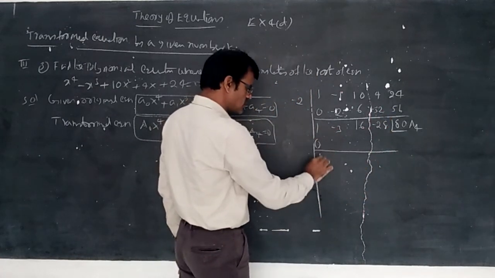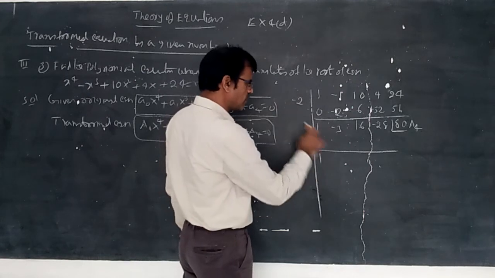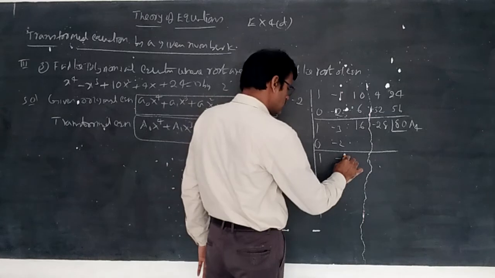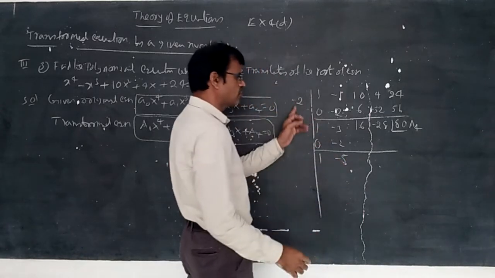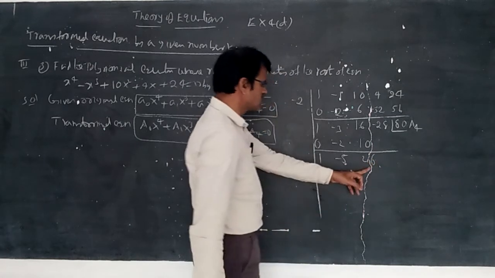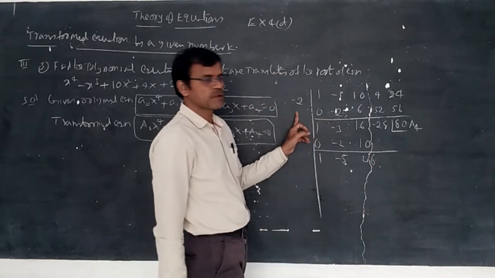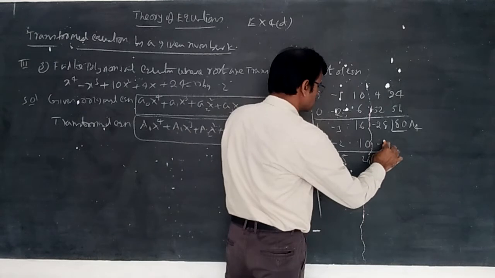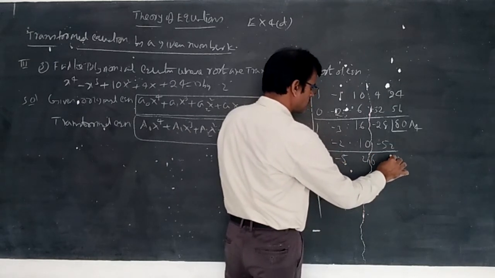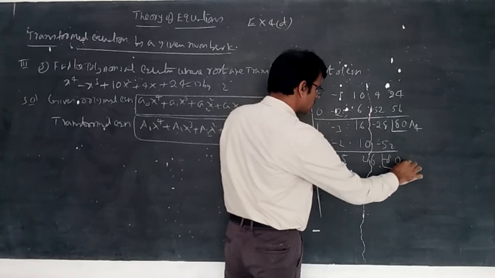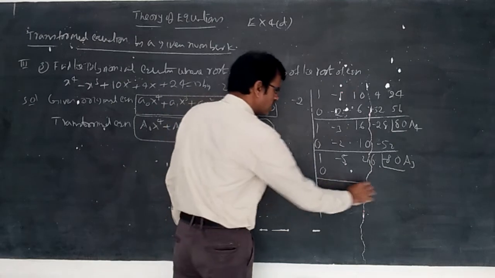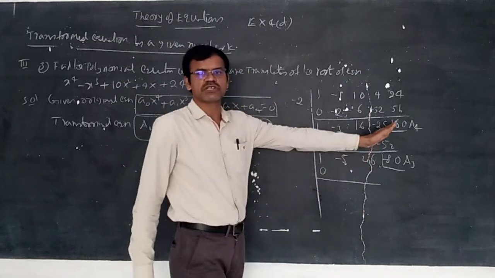Put here 0. This is 1. This 1 should be multiplied with minus 2. This is minus 2. Minus 3 and minus 2 add, this is minus 5. Minus 5 into minus 2 becomes 10. Now add this one, this is 26. 26 into minus 2 becomes minus 52. Now 8 into 2, this is also 80, so this is minus 80. Right, here this is 83. Now once again, whatever value you are getting, simply stop it.